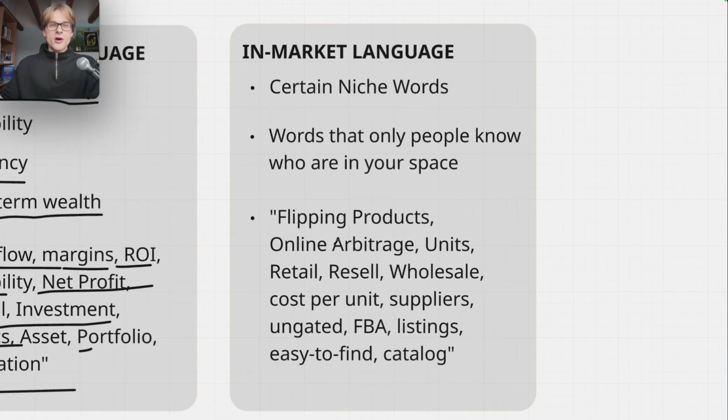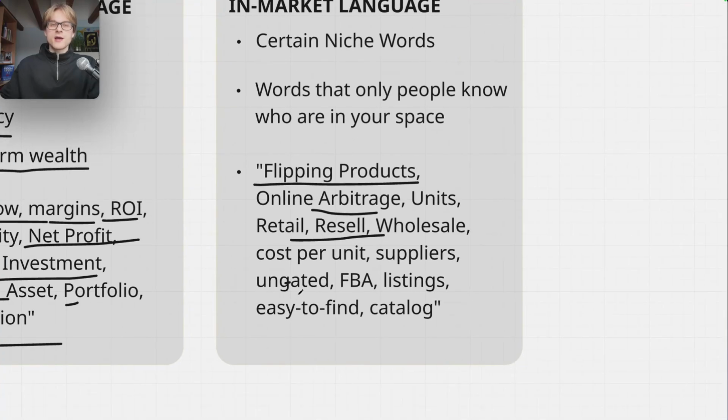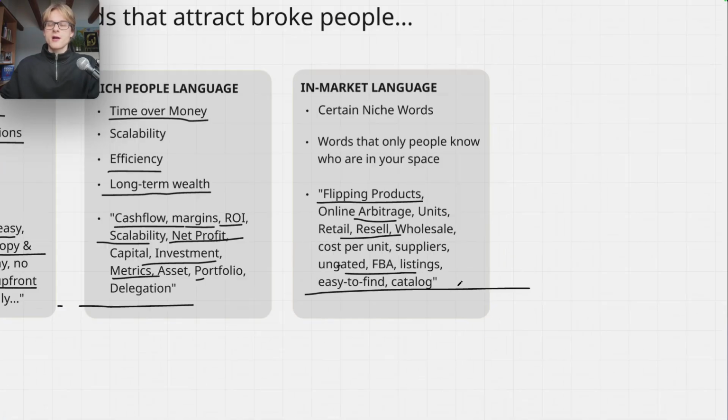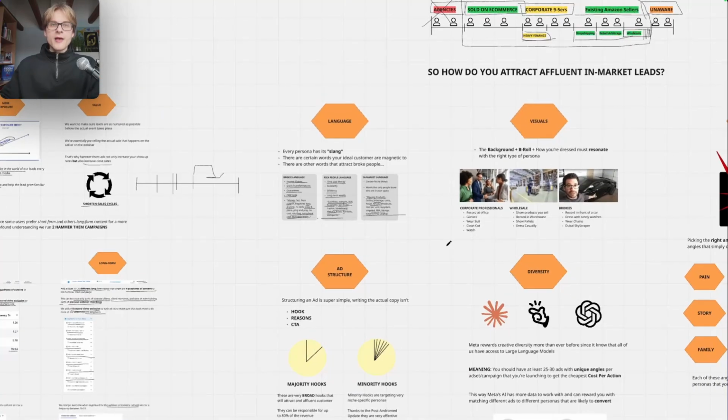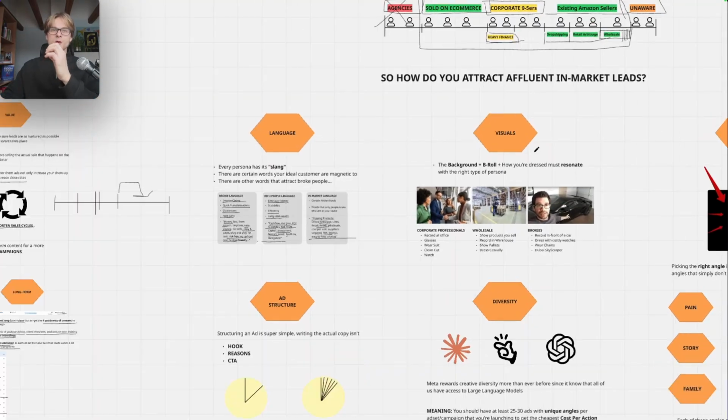So flipping products could be it for Amazon. Online arbitrage, units, retail, resale, wholesale, cost per unit, suppliers, ungated, FBA, listing, easy to find, catalog, account hub, right? Stuff like that. Now, it's not only your language, but it's also the visuals that we use.